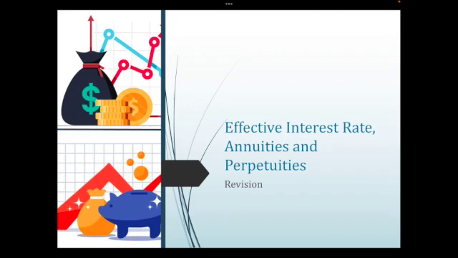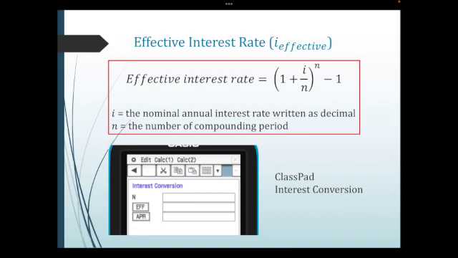The lesson today is actually just a quick revision of effective interest rate, annuities, and perpetuities. You should know what an effective interest rate is. So you could either use this formula, which is in your formula sheet, to work out the effective interest rate, or you can use your ClassPad, interest conversion.